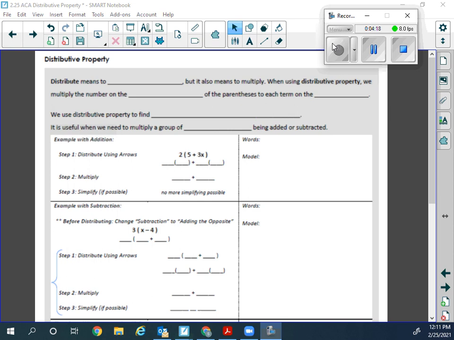Okay, so first, let's write down a couple of things that we've already talked about. We said that distribute means to give out. But it also means to multiply. Are you writing? If I'm writing, you're writing. When we use the distributive property, let's pause right there for a second.